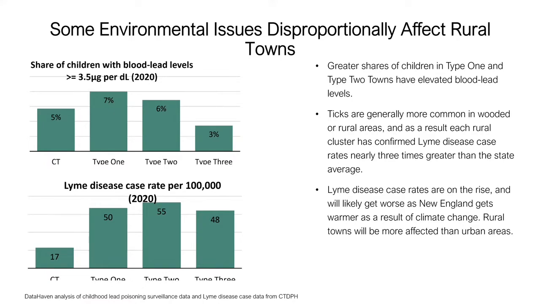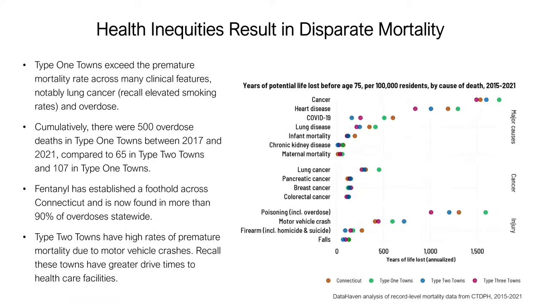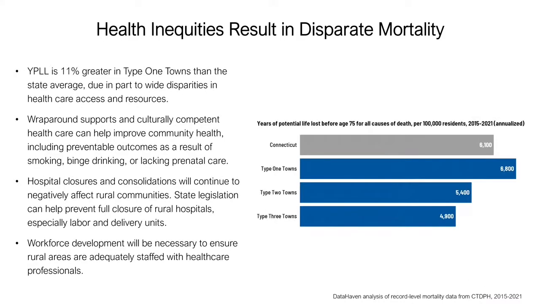And a lot of this just results in disparate mortality across these cluster types. So type 1 towns have higher rates of premature mortality across different clinical features, and especially related to lung cancer and overdose. Overdose is becoming a problem in both rural and urban counties or areas in Connecticut, mostly due to the presence of fentanyl in the drug supply.